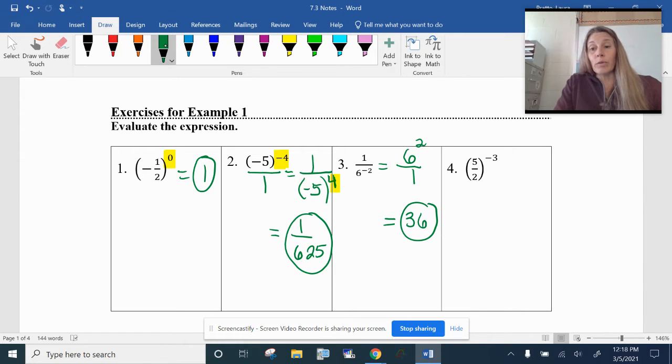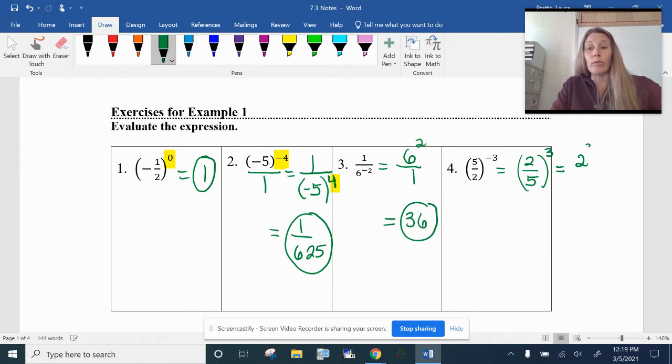And then finally, number 4, that's one of those ones where there's 2 different ways we could go about doing it. So the first option would be I could simply just flip the entire fraction, since the entire fraction has the negative exponent, and now my fraction has a positive exponent. Then I would have to bring that exponent to each of those numbers, and then I would work it out, and this would be 8 over 125.